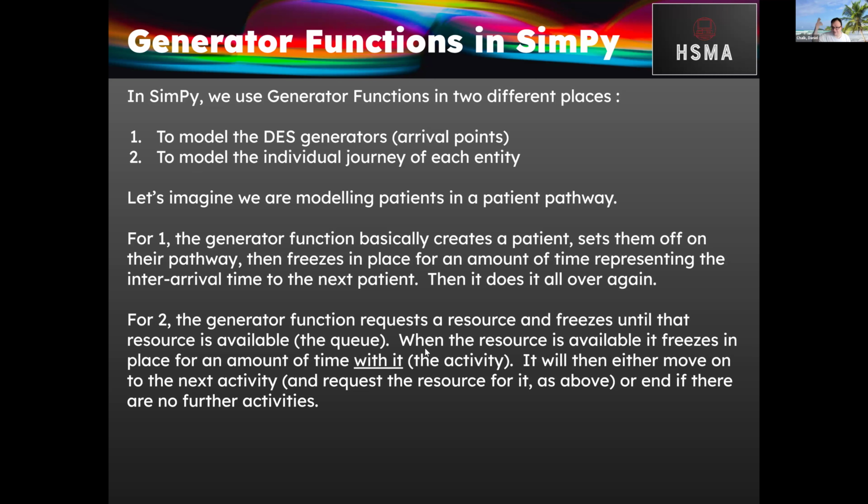It'll say, okay, I need a nurse now. And it will freeze in place until that resource is available. That models the queue. That's emulating the entity waiting for the resource to become available. When the resource is available, it will then freeze in place again for an amount of time, our activity time, that we've randomly sampled, but it freezes in place with the resource. And that represents the activity.